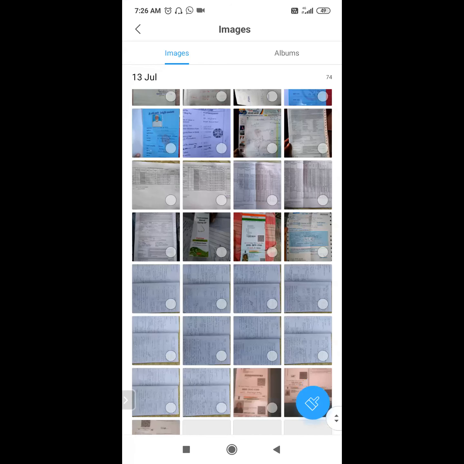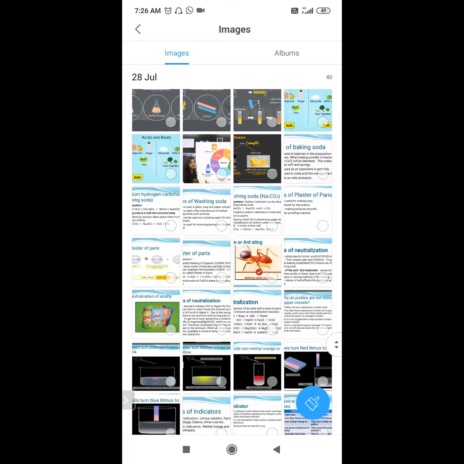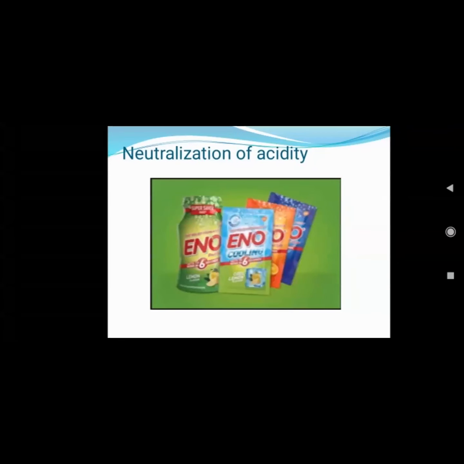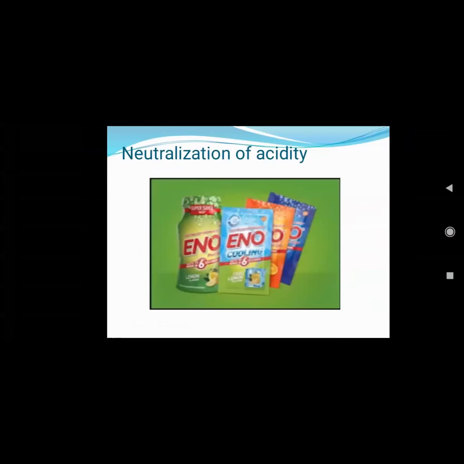Yeah, students, we read here. One more thing you can see here on your phone screen. Just now one syrup bottle I showed to you. Now on your phone screen you can see neutralization of acidity, it is showing to you in just 5 minutes.